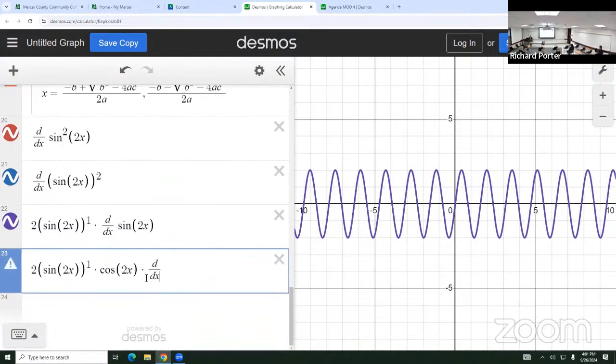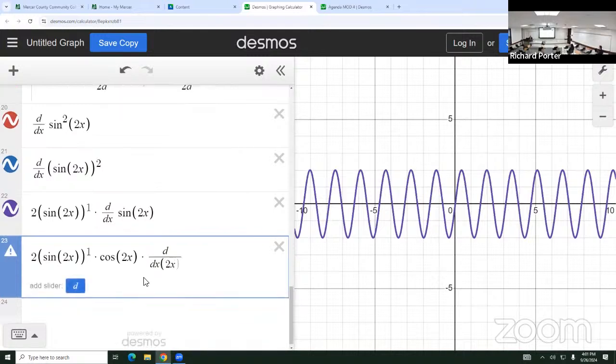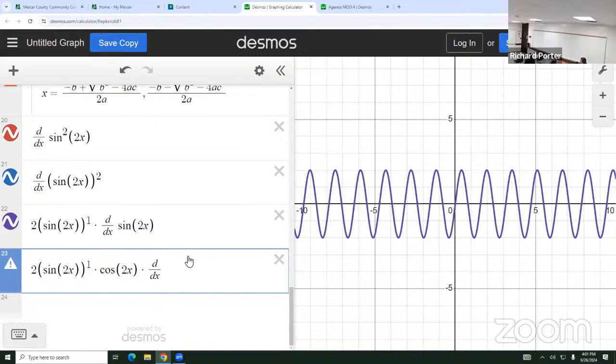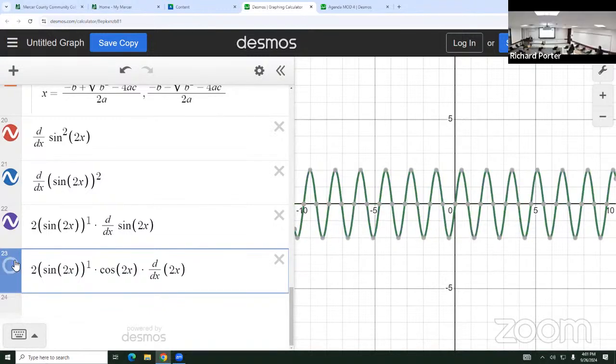The derivative of the inside. Now it's the same. Well, it will be the same. Okay, you can see how they're all the same. The green is the same as the purple. They're all the same.